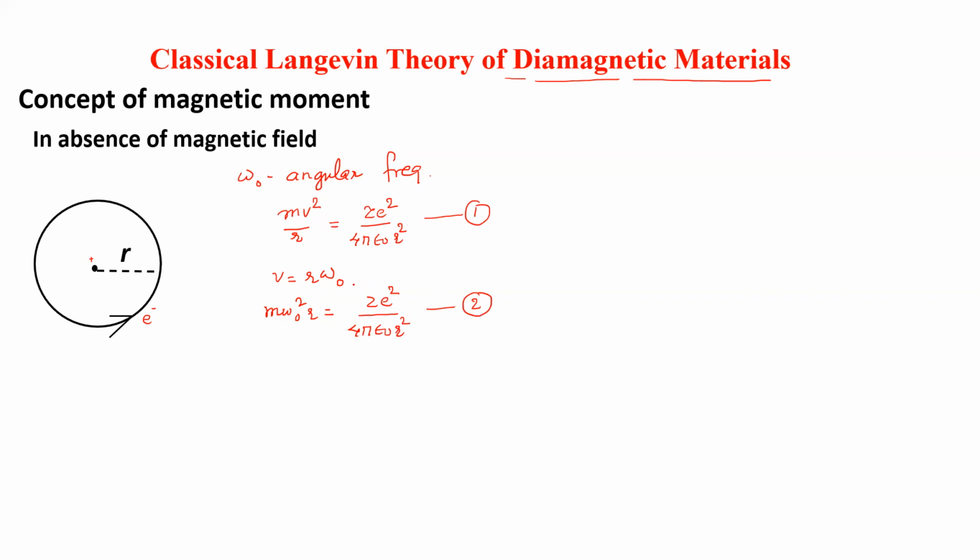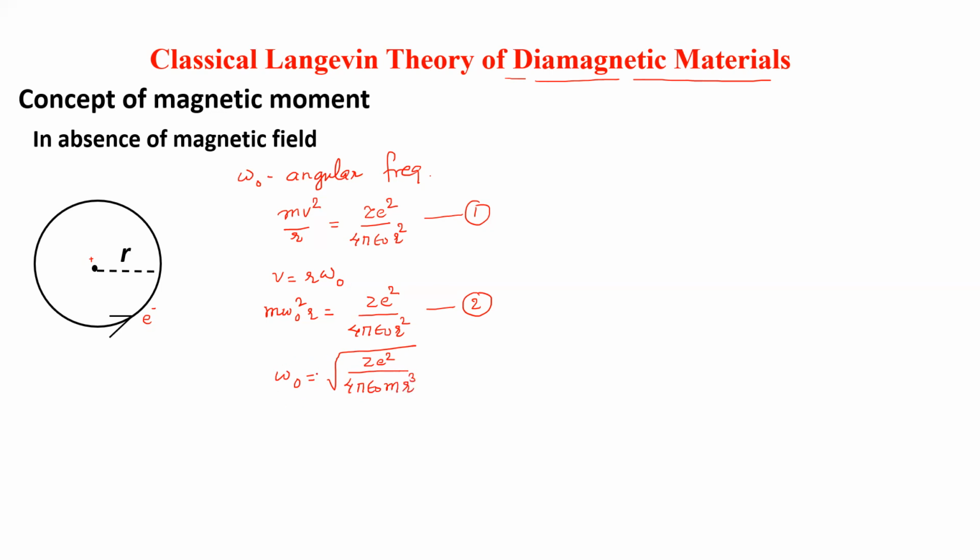And here Ze is nothing but the charge on the nucleus, and m is the mass of the electron. So if you simplify these terms, this r and this r will give r cube, and after rearranging terms, you can write omega 0 is equal to square root of Ze square divided by 4 pi epsilon 0 into m into r cube.